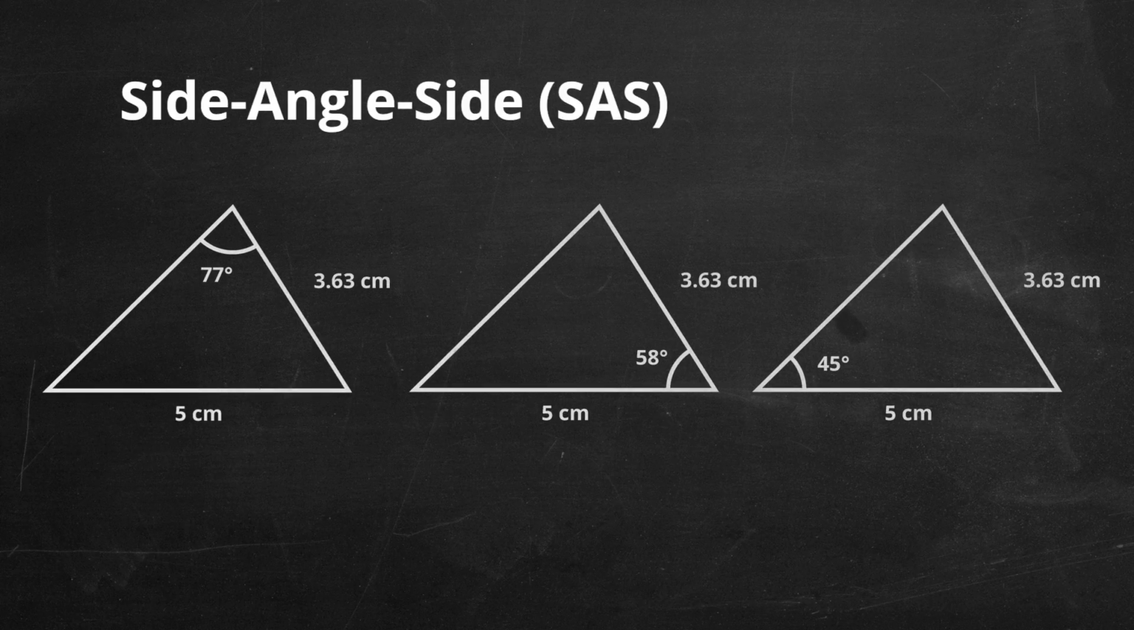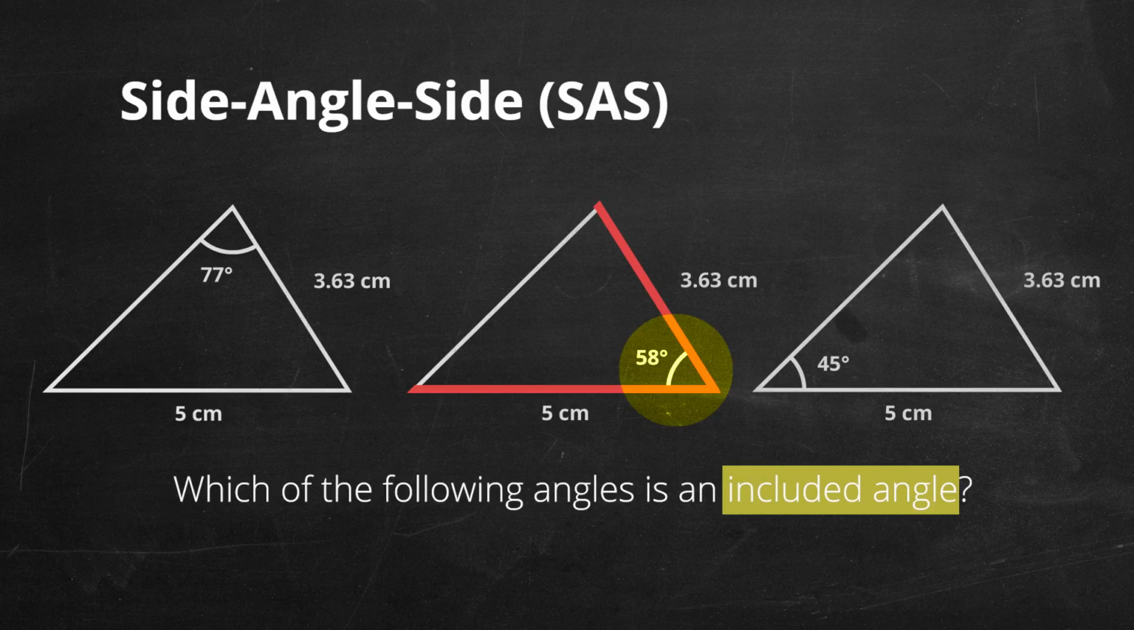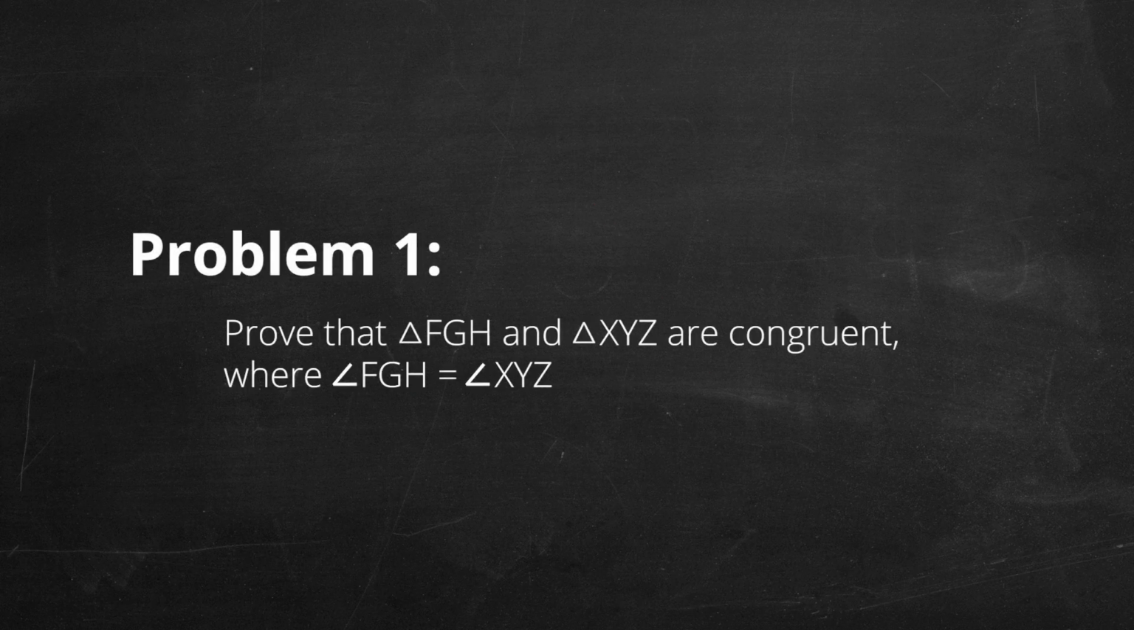So, look at these three triangles. Which of the following angles is an included angle? Between these two sides, or these two sides, the angle given is not sandwiched between the two given sides. But between these two sides, we have an angle of size 58 degrees. So, 58 degrees is an included angle. We are going to use this idea of knowing two given sides and an included angle to prove two triangles are congruent.